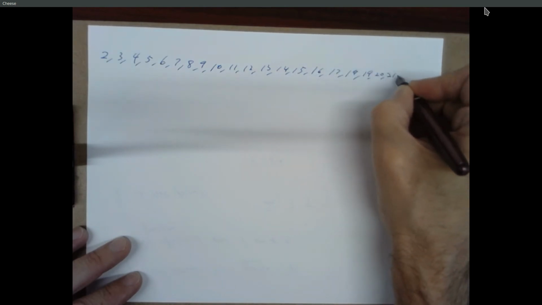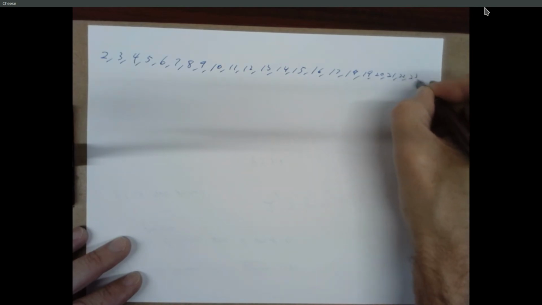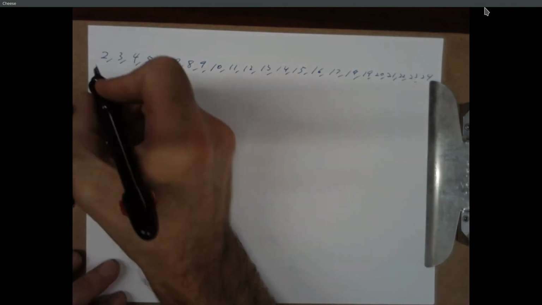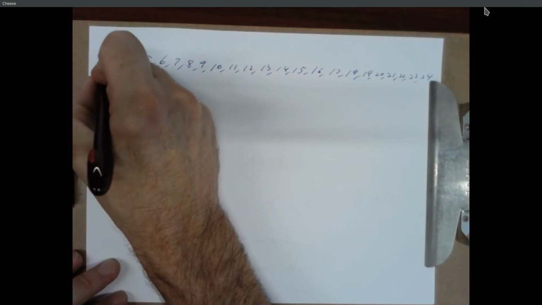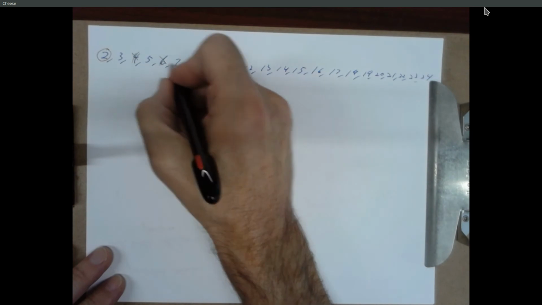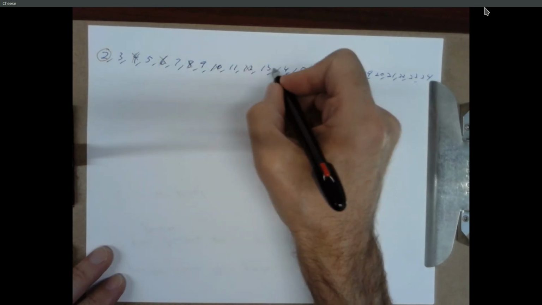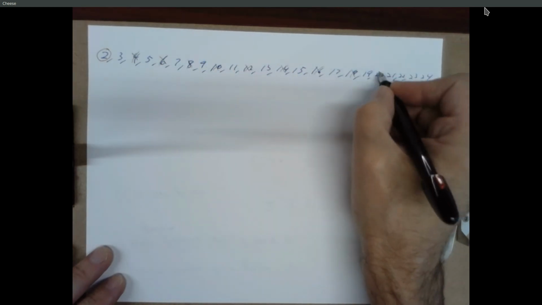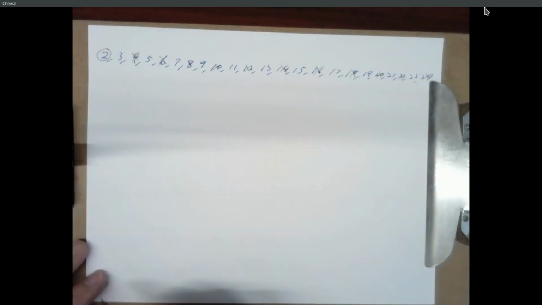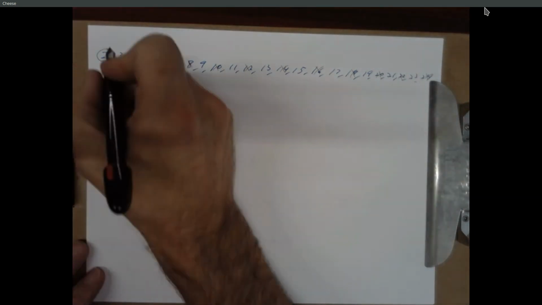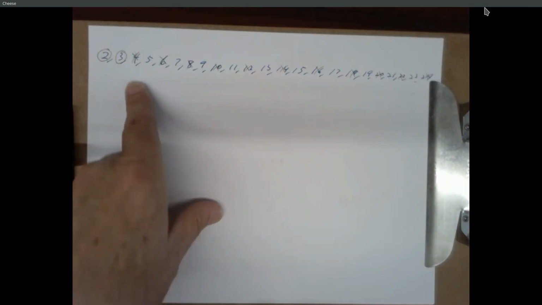We'll stop at 24. So there are the numbers 1 through 24. Okay, how do we find the prime numbers? We're going to circle the primes. So we're going to circle the first number, which is 2, and then we're going to cross out every second number after that. All right, we're going to circle the first number that's not marked, and we're going to cross out, in this case, every third number after that.